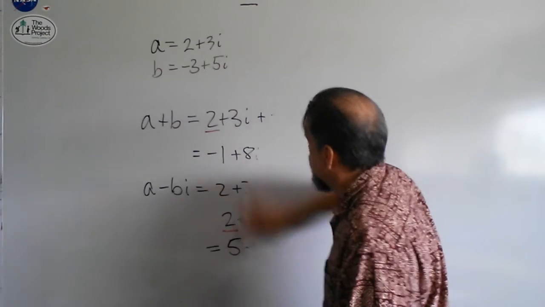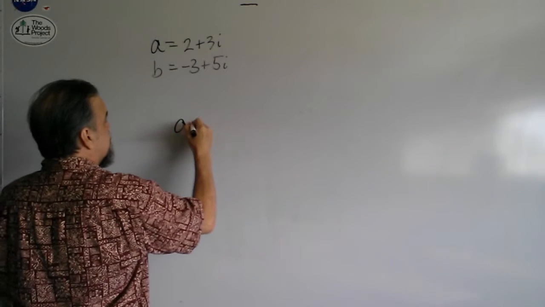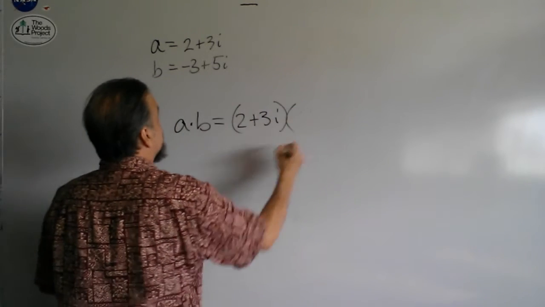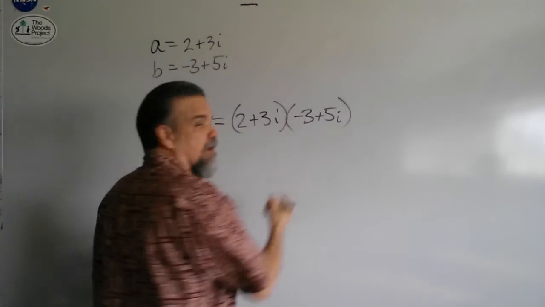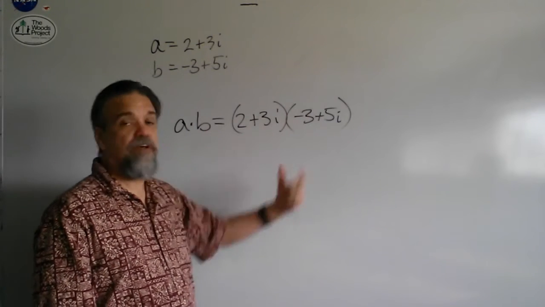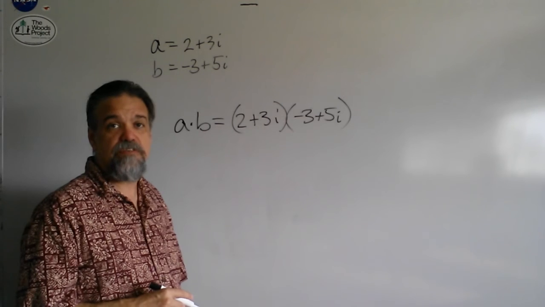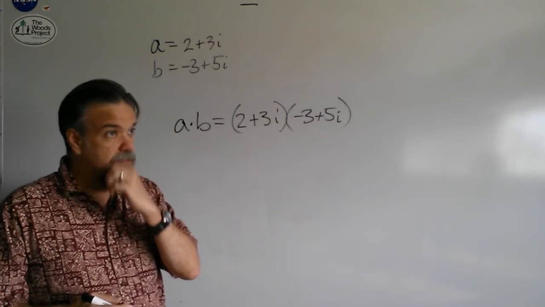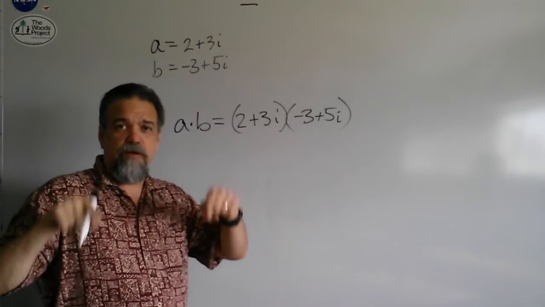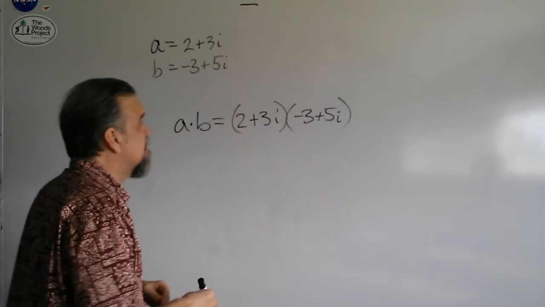Let's see. If I have A times B, A times B is going to be 2 plus 3i times negative 3 plus 5i. Now, this time, as you can see with the parentheses, these look a lot like binomials, don't they? They do. And we're going to multiply them exactly the same way, just like multiplying binomials. Some people like using the method we call FOIL. It's an acronym that stands for first, outside, inside, last. Some people like drawing a little box and doing it that way. There are lots of different ways of writing it out, but you always end up doing pretty much the exact same thing. So I'm going to use the FOIL method.